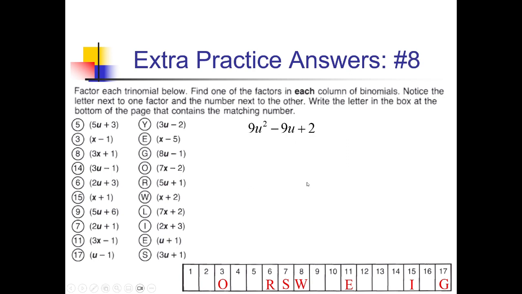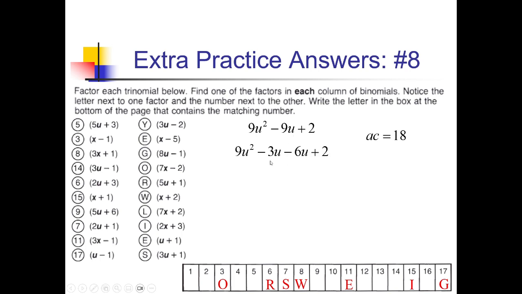For this one, let's see here, AC value, 9 times 2 is going to give me 18. And now I need factors of 18 that add up to this negative 9 in the middle. So let me think, 1 and 18, no. 2 and 9 adds up to 11. How about 3 and 6? Yeah, that adds up to 9. If I make them both negative, it's a negative 9. So let me make this negative 3u minus 6u in the middle there to replace the negative 9u.